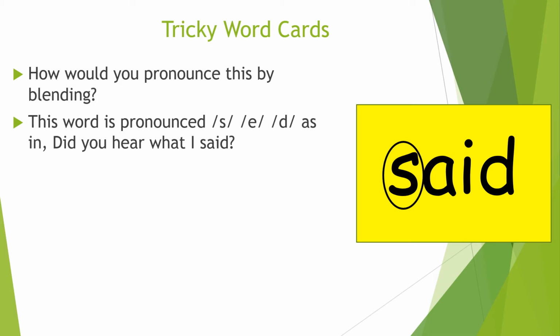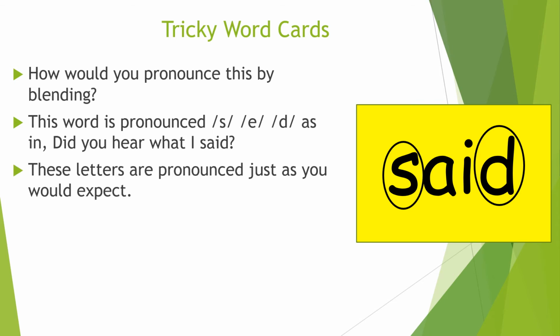This letter is S. This letter is D. These letters are pronounced just as you would expect. The S says S and the D says D. Now the AI in the word looks like it's our tricky part. We know this because the tricky part of the word is underlined.